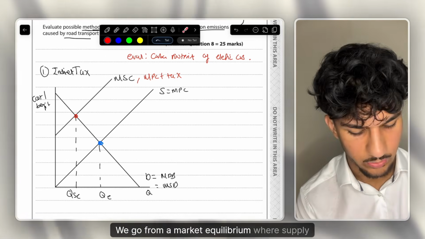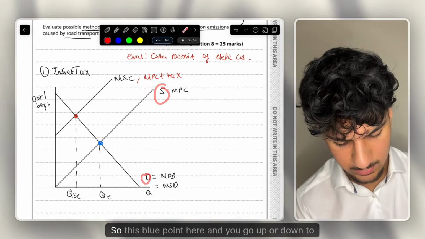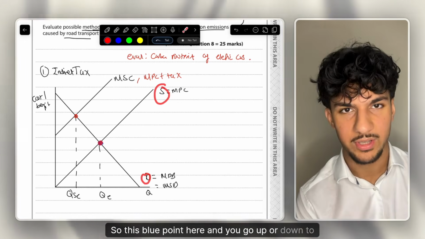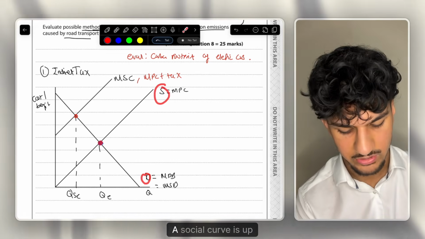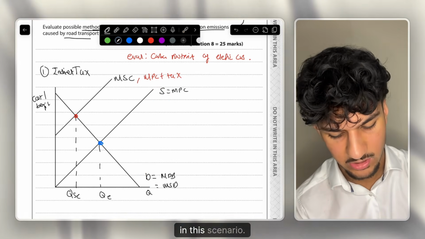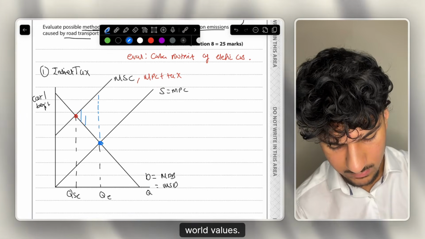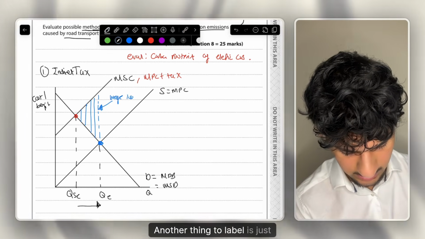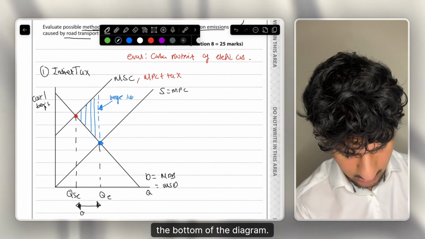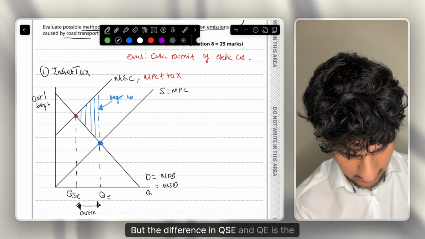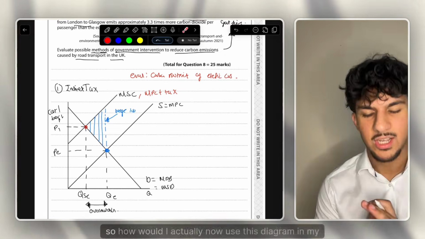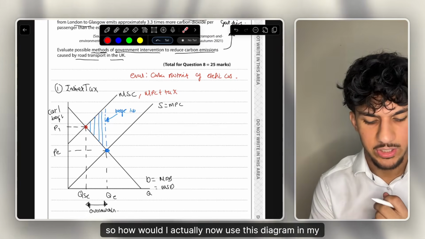We go from a market equilibrium where supply equals demand, so this blue point here, and you go up or down to the social curve, and the social curve is up in this scenario, so you would just go straight up, and that is your welfare loss. The other thing to label is the bottom of the diagram, just the difference in QSE and QE is the overproduction. Okay, so how would I actually now use this diagram in my chain of analysis?